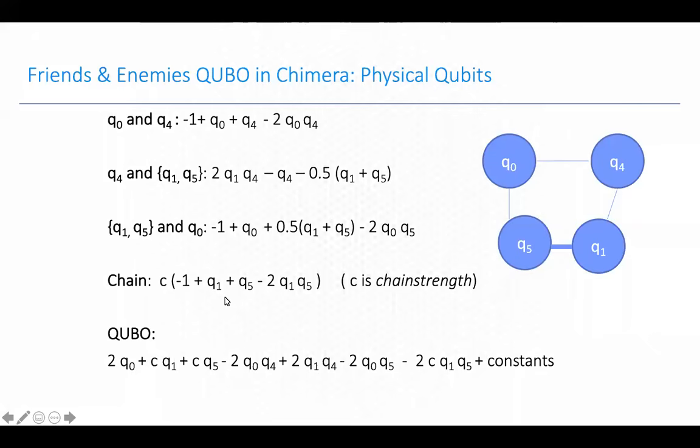And then we have to add something very important here, that in order to try to get those 2 qubits, 1 and 5, to have the same value, I have to put a constraint on them, essentially another part of the QUBO, which is Q1 plus Q5. It's that same relationship, minus 2 Q1 Q5. But I don't know at the start how strong I need to make this. And so we use a constant which is called chain strength.